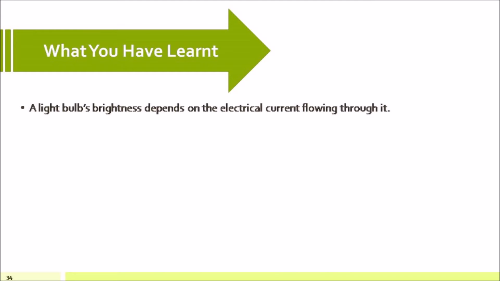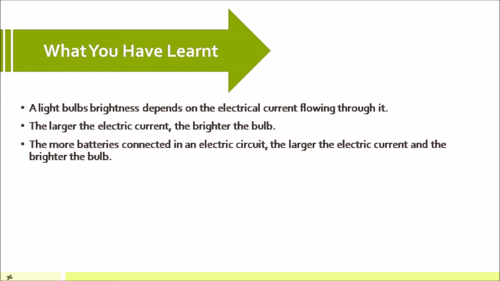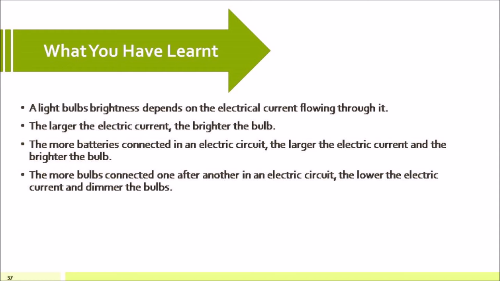All right, let's run a quick check. What have you learned so far? Well, we learned that a light bulb's brightness depends on the electrical current flowing through it, and that the larger the electrical current, the brighter the bulbs. And the more batteries connected in an electric circuit, the larger the electric current flowing through it, hence the brighter the bulbs. But if we add more bulbs to the electric circuit, the electric current will be lower, hence the bulbs will be dimmer.